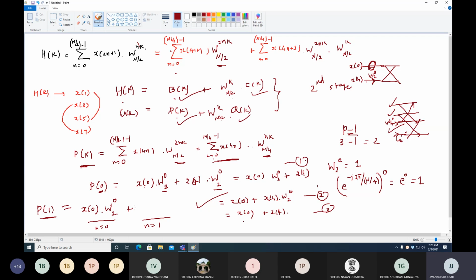So for the second term, what can I write down? X of 4 into W2 raised to 1 into 1, that is 1. And W2 raised to 1 is equal to minus W2 raised to 0. So can I write it down as x of 0 minus W2 raised to 0 into x of 4? Is it valid? Yes. Okay. So that's what we are drawing in the first stage.